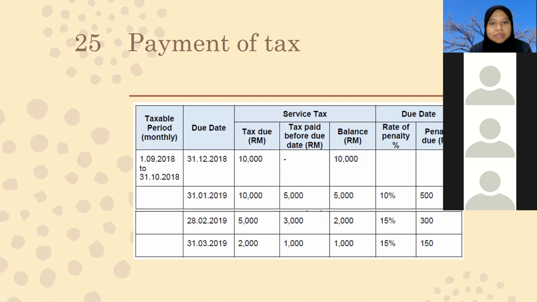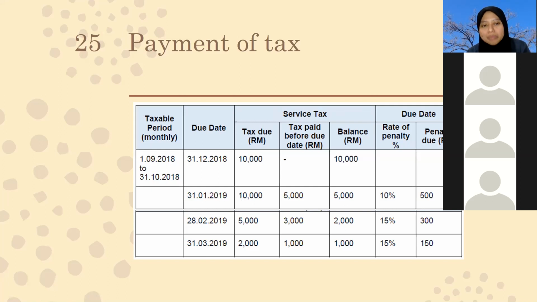Okay, so this is an example which I take from the general guide for sales tax, service tax. This one is service tax, but the example actually is the same. They just change the title here. Okay, so for a taxable period of September and October 2018, basically the tax return form needs to be submitted 1 month after, right? So the tax return form should be submitted by 30th November, correct?